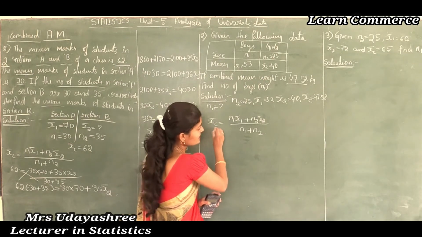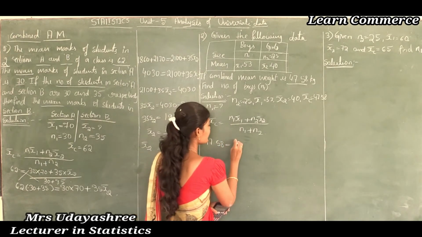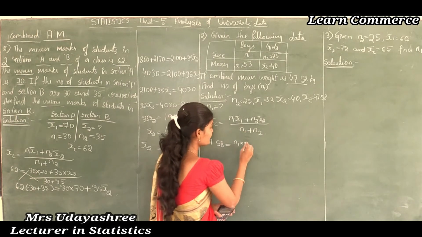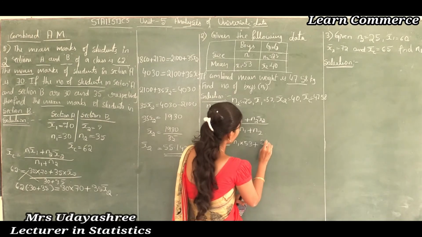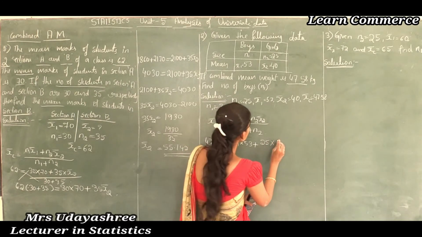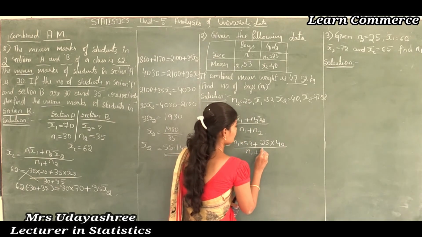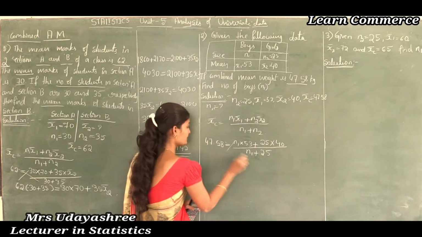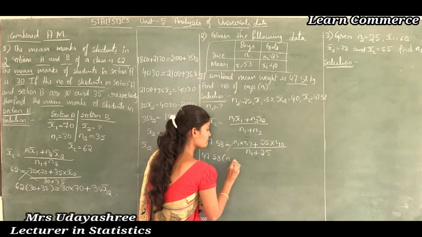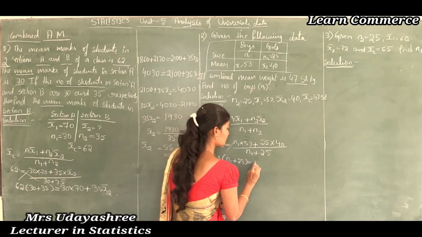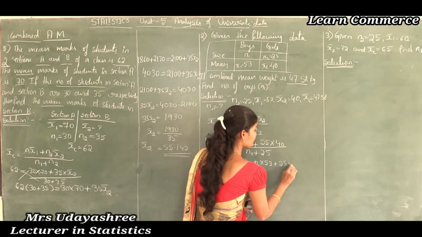So here x bar C is 47.58, which is equal to N1, which is unknown, times x bar 1, which is 53, plus N2, which is 25, into x bar 2, which is 40, divided by N1 plus 25. Next I will cross multiply: 47.58 into N1 plus 25 is equal to N1 into 53 plus 25 into 40.